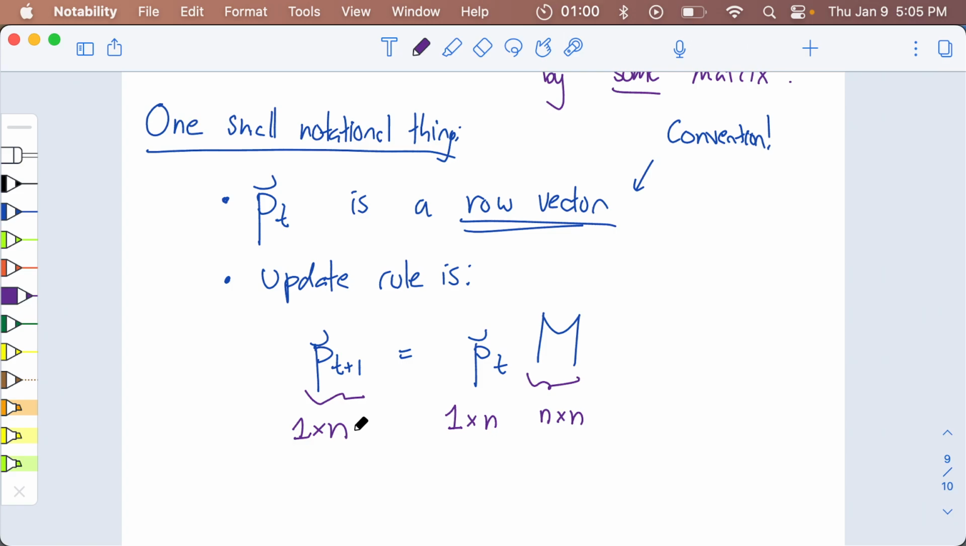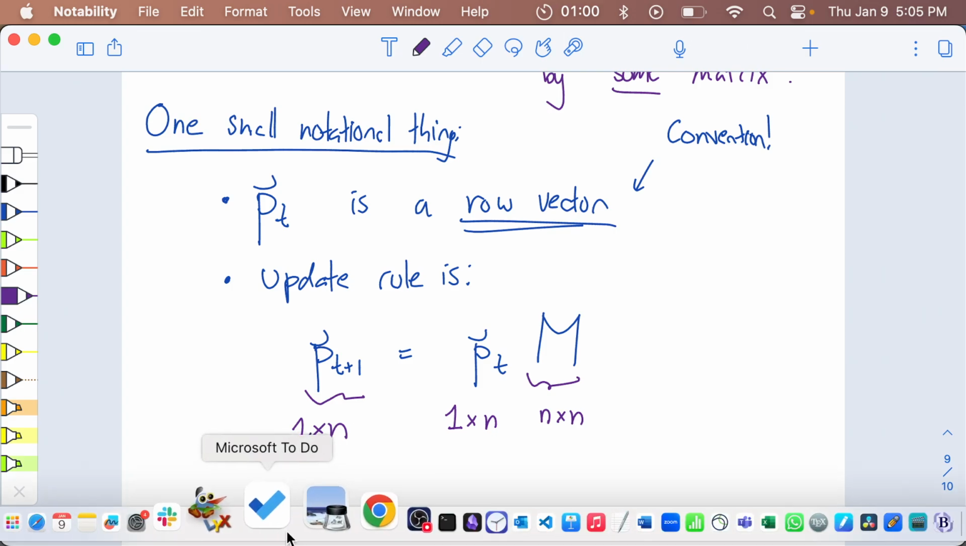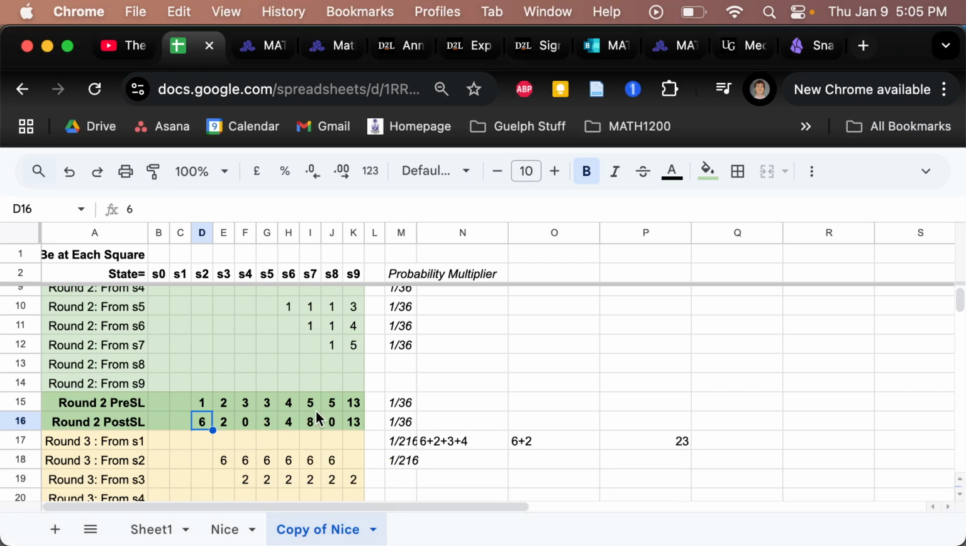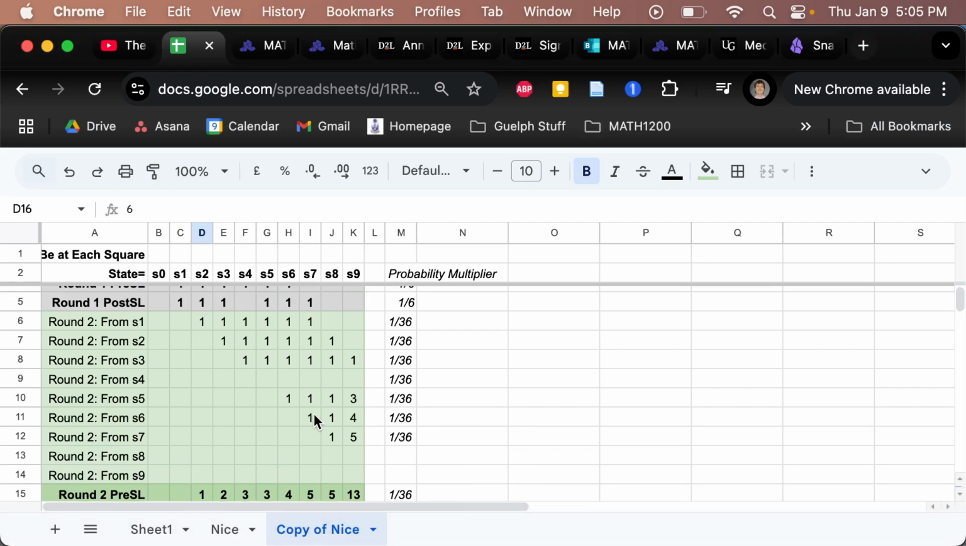1 by n, the n by n gets summed over, and you get a 1 by n. All right, so that's the rule. So it turns out what we were doing in spreadsheet land, we were just multiplying matrices by hand. We were doing matrix multiplication the long way of writing out what happens to each row and column and then adding them up. This should remind you of matrix multiplication. And we were just doing matrix multiplication.